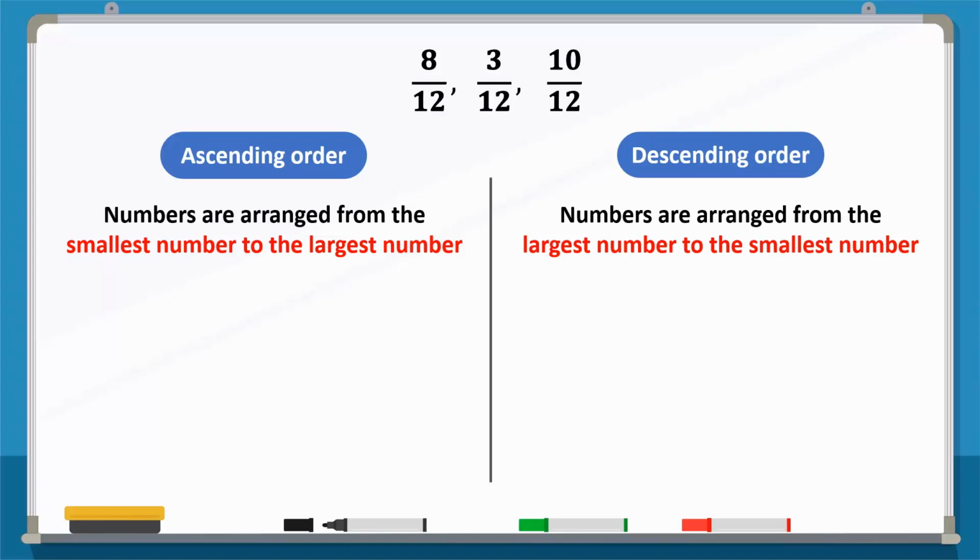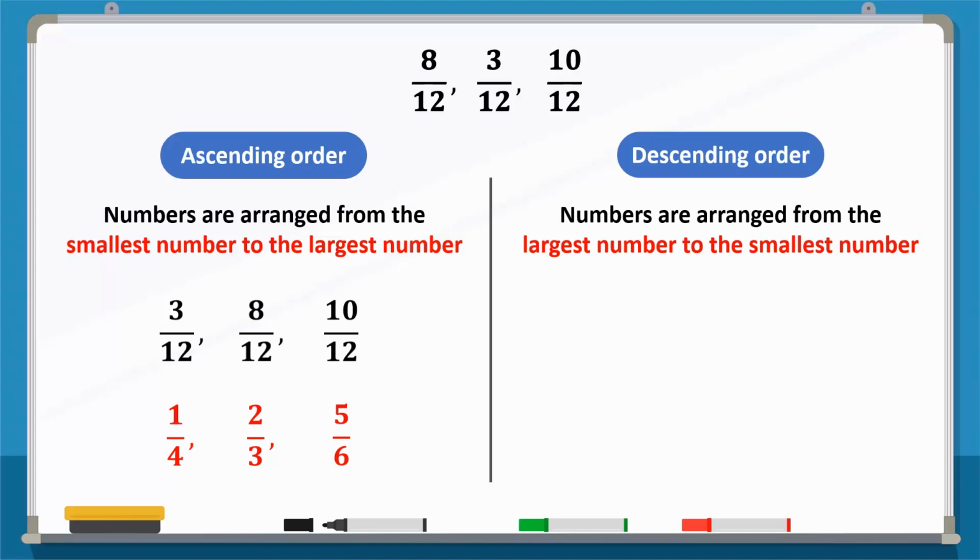So, in ascending order, we will first find the smallest fraction out of these three, which is 3 over 12. The second largest fraction is 8 over 12, and the largest is 10 over 12. The original fractions are then written in this form.